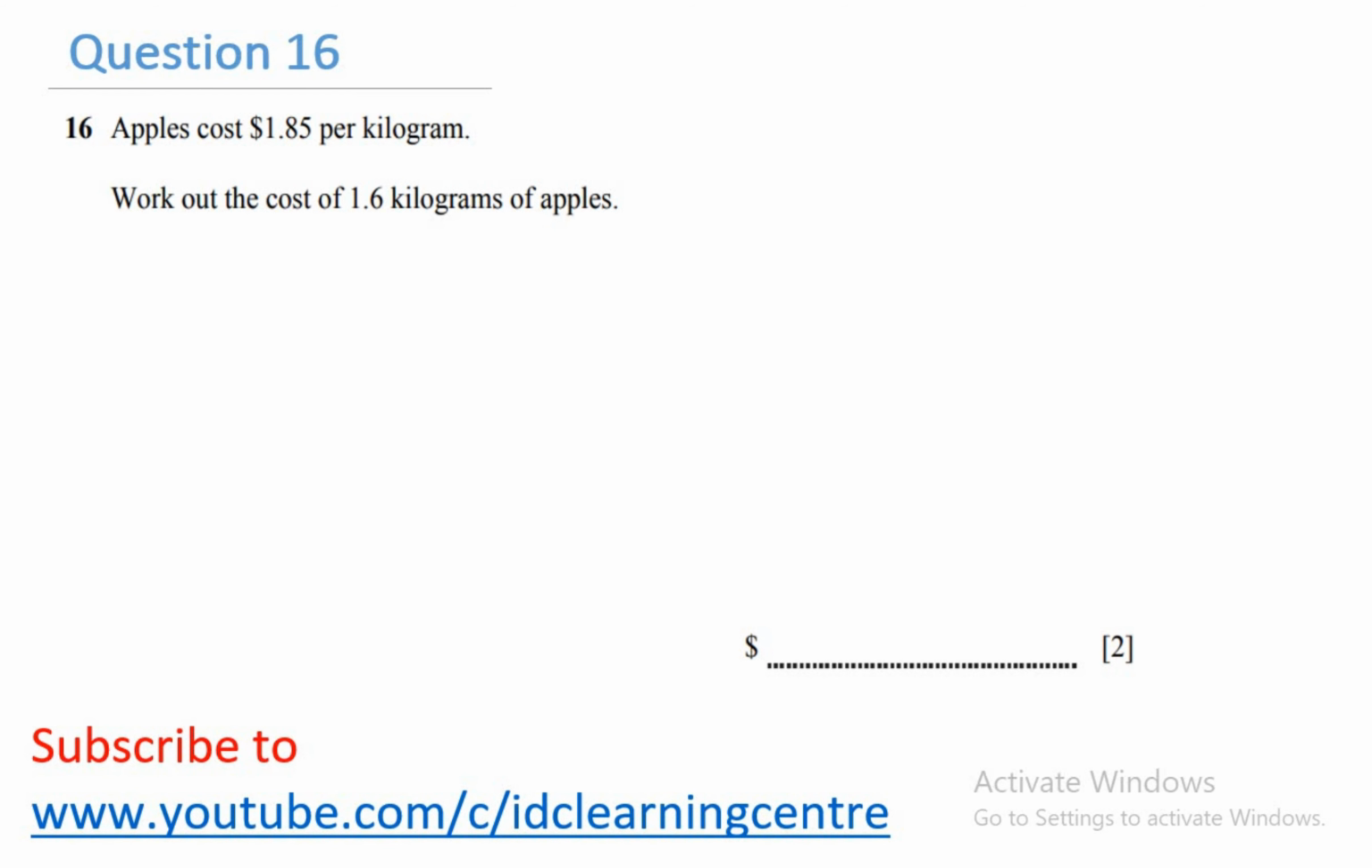An apple costs $1.85 per kilogram. Work out the cost of 1.6 kilograms of apples. It is more, so you simply multiply. 1.85 times 1.6. Now, instead of writing this, I would just ignore the decimal point, multiply as a whole number. Once I'm done, I'll put my decimal. So 185 times 16. I know that this has 2 decimal places, and here is 1 decimal place.